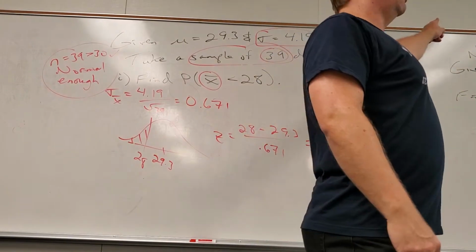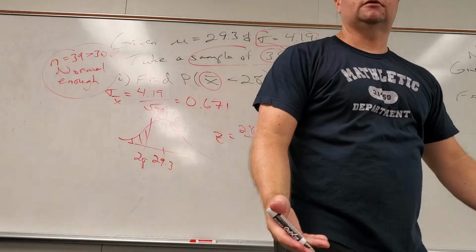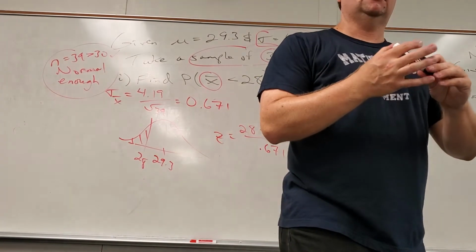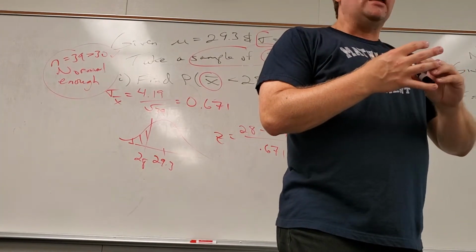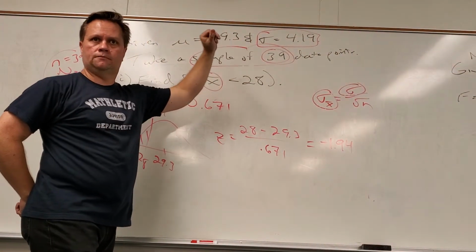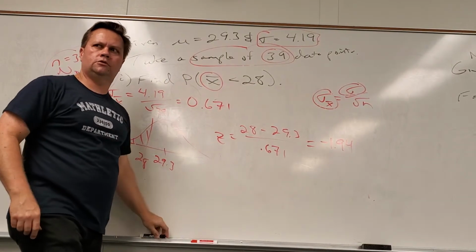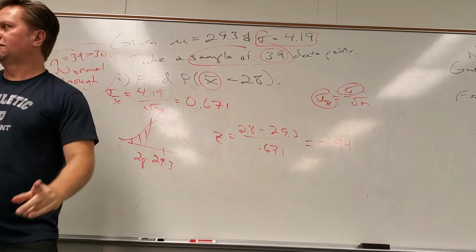If I don't say it's normal, how big does the sample size have to be? Greater than 30. That saves you. Okay, maybe. So why were we able to do this one? Because n was greater than 30. I like it. You don't. That's okay.